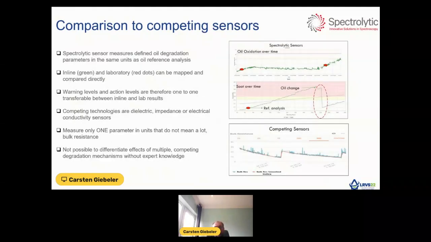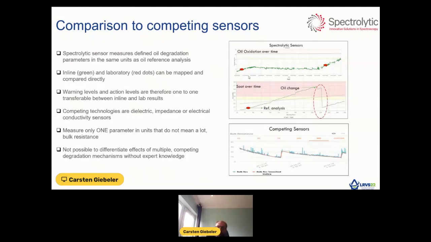Compared to other sensors, we are obviously not the first one who does inline oil analysis. There are plenty of other solutions out there. But as I've mentioned before, the key difference is that with our sensors, we measure each of these parameters individually, and we measure them in exactly the same units as mentioned before.